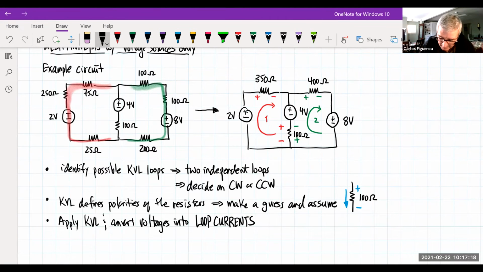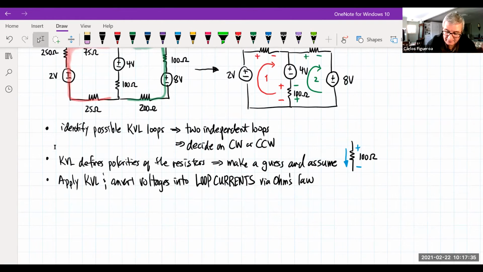Okay? Via Ohm's law. So if I look at this thing, what does this really look like? Okay, so let's look at loop number 1. So I'm going to focus on loop 1. Let me see if I can get that. So here I go.